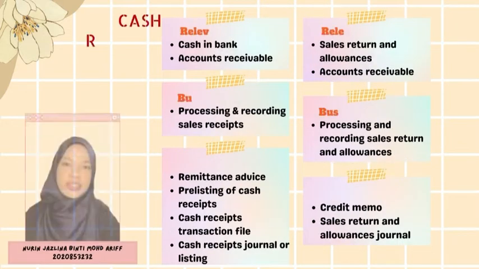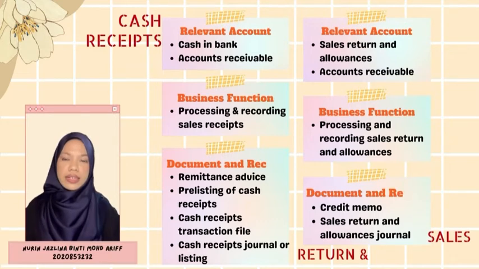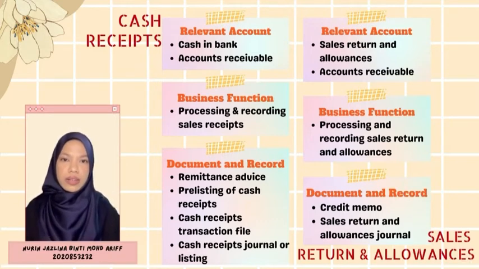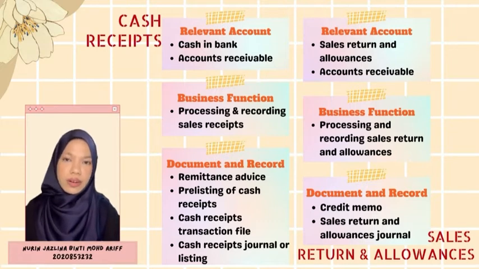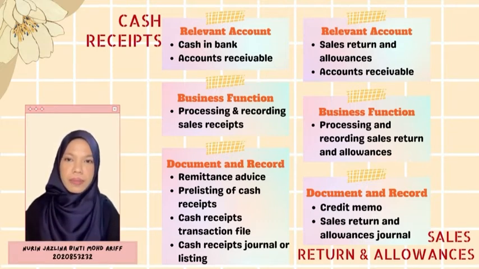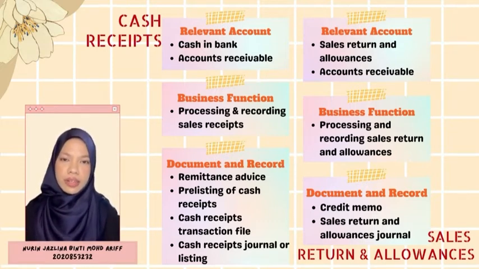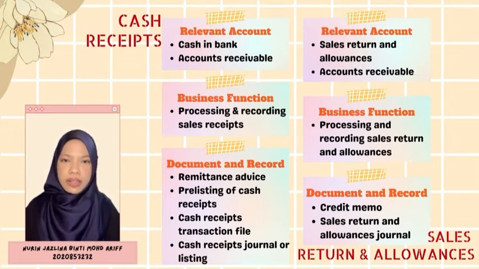The next transaction is cash receipts. Under this transaction, the relevant accounts are cash in bank and accounts receivable. It is to process and record sales receipts. There are documents and records under this transaction, such as remittance advice, pre-listing of cash receipts, transaction file, and cash receipts journal or listing.